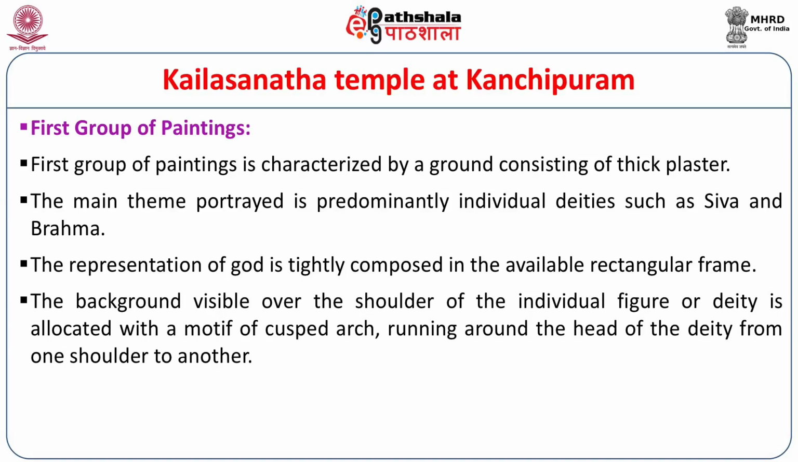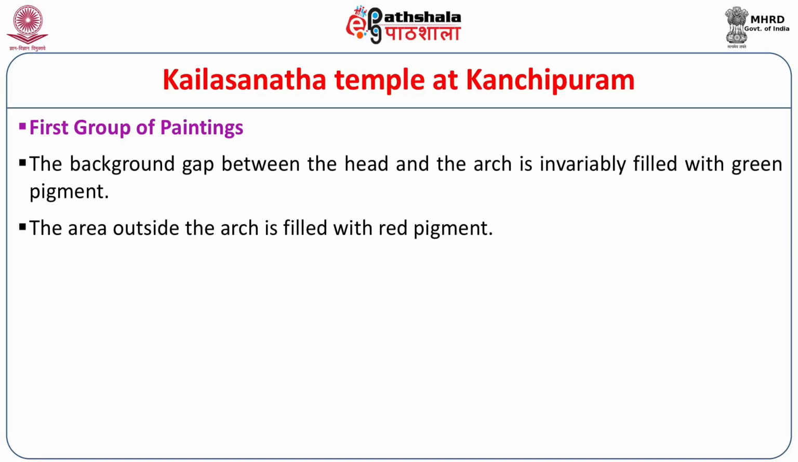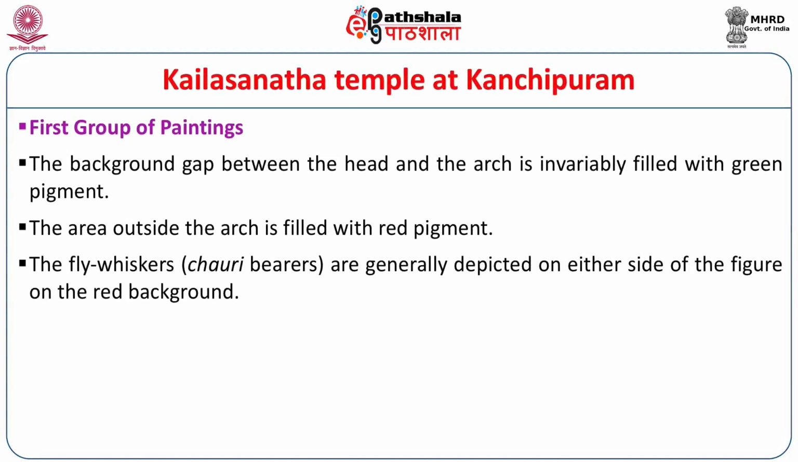So, running around the head of the deity from one shoulder to another shoulder is this arc. The background gap between the head and the arch is invariably filled with green pigment. Very interestingly, the gaps are filled with green pigment. The area outside the arch is filled with red pigment. So this contrast makes this painting so beautiful. The fly whisk or chowri bearers are generally depicted on either side of the figure on the red background.